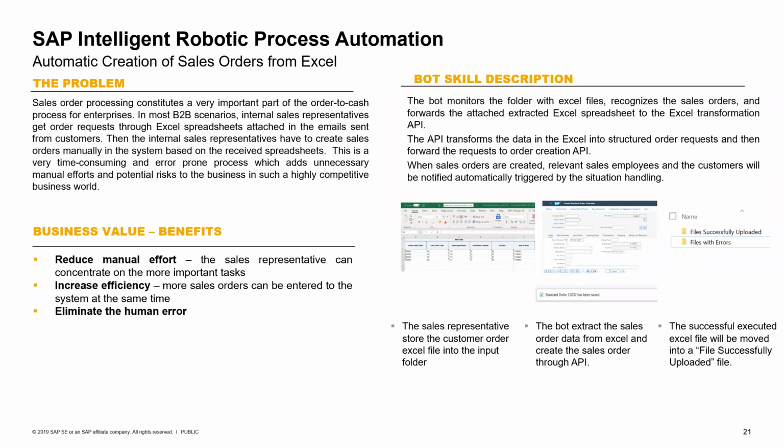Now we provide both options to the user. At the start of the bot, the user can choose whether they want to read the sales order information from an Excel sheet placed on their computer, or whether they want the bot to go through their emails and scan them for attachments of sales orders. So this flexibility is also available now with the sales order bot.